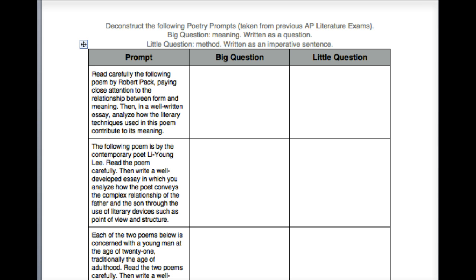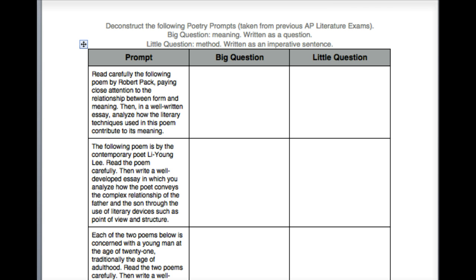So here we have a chart, and we have the prompt here, a box for the big question and a box for the little question. Now, what am I talking about when I'm talking about the big question and the little question? The big question always refers to the meaning. That's what it says right here, meaning. And I want you to write it as a question. So each prompt will ask you to find some sort of meaning or opinion or attitude towards something, and you'll write it as a question.